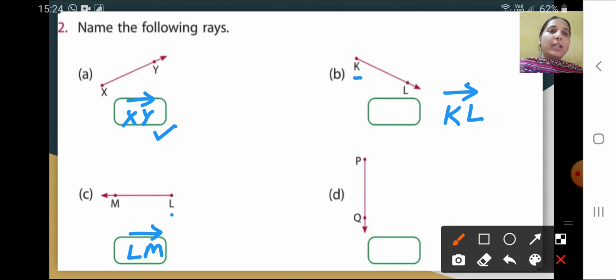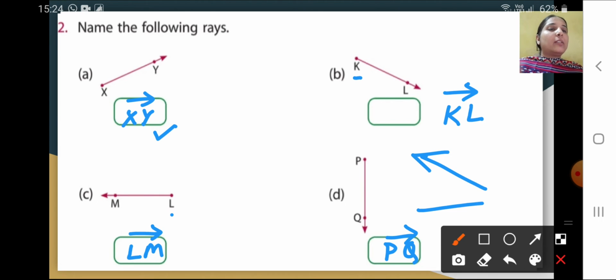Okay? Now question number D. Now here, how will we write? What is the end point here? Yes, P, then Q, and an arrowhead. Okay? The direction of the ray may be in any direction, but when you write it in a symbol, you will always point it towards the right-hand side. Okay? Got it? So in this way we name the rays.